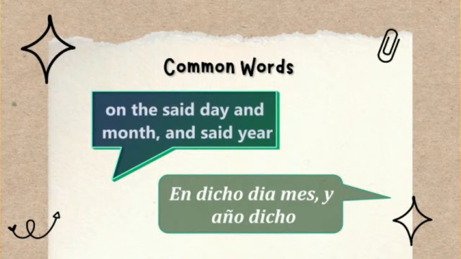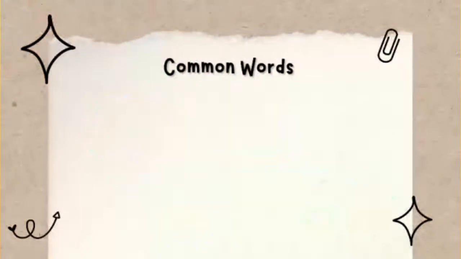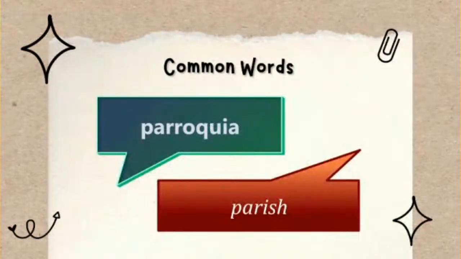And they're saying on the same day and month and year. They will always put what the location is as far as the church and the town that it's in. So you will see parroquia, which is parish, and then the name of the parish.